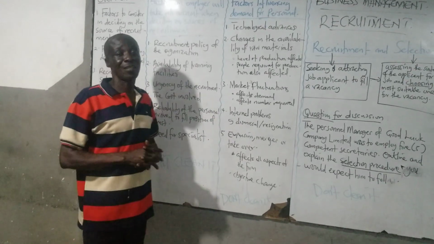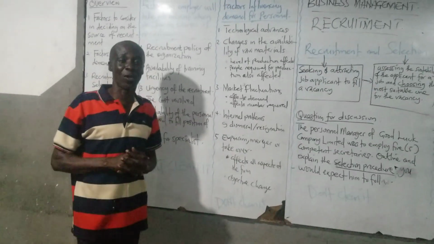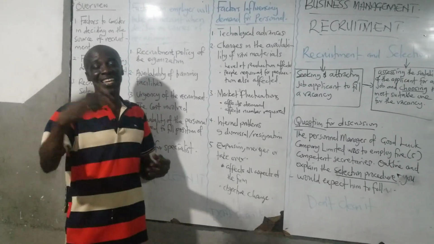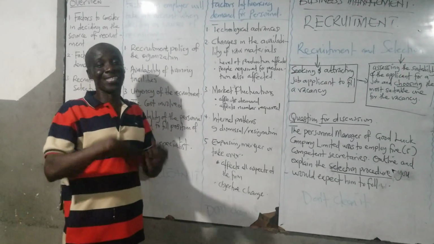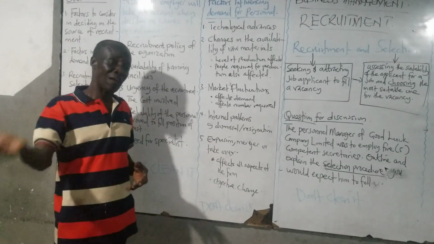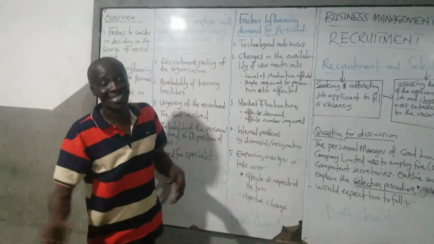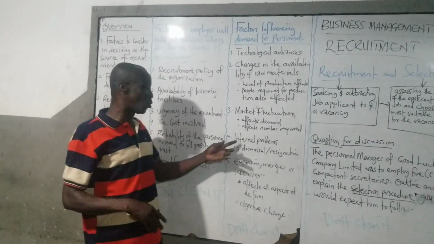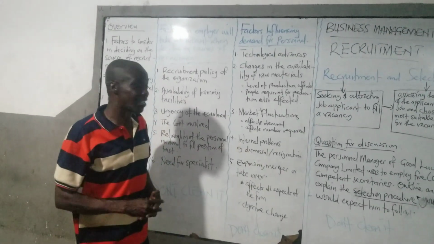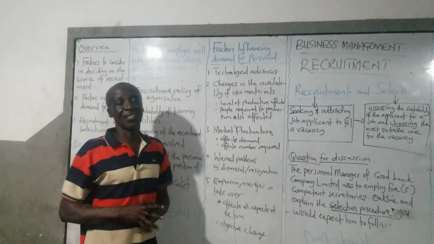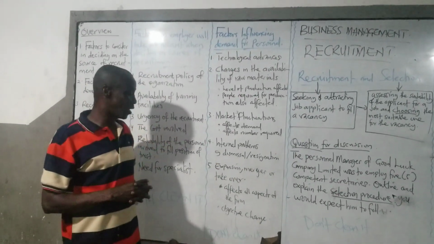The next one, very simple, straightforward. When you have internal problems and workers are leaving, if people are resigning from the organization, you have to employ others. If there are problems and you dismiss some workers, you have to employ others. So internal problems can also be a factor that can influence demand for labor.